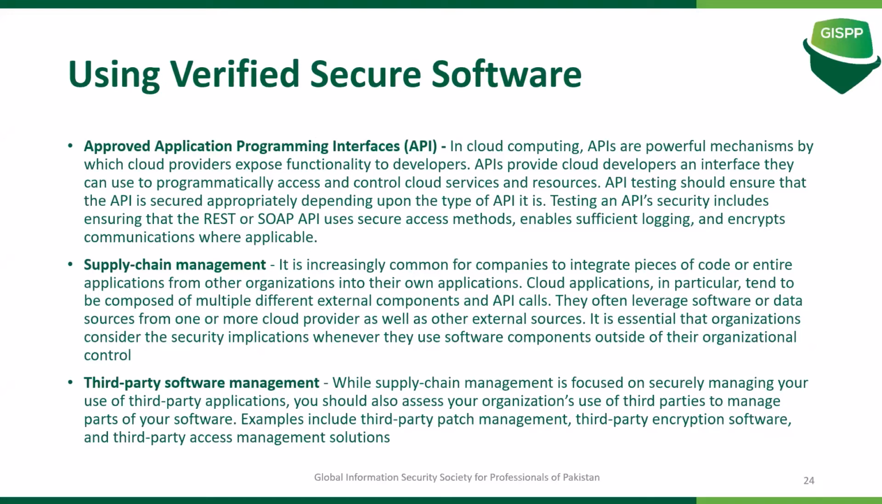Next one is using verified secure software. One way to improve the overall software security quality of your organization is to use verified software or libraries, and approved API interfaces. I talked about libraries that organizations maintain internally, so that they are vetted, they are verified, they are good security libraries with fewer security issues. So use those. Use APIs that are tested to ensure that they are appropriate.